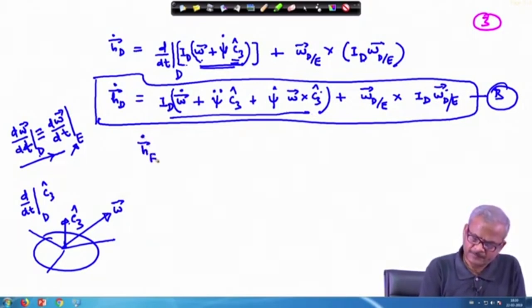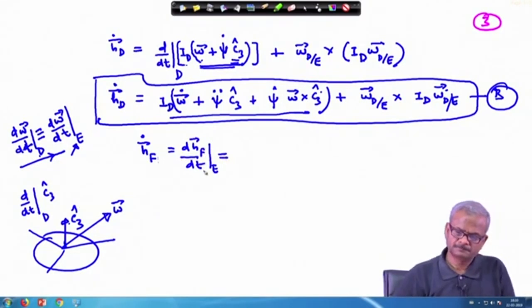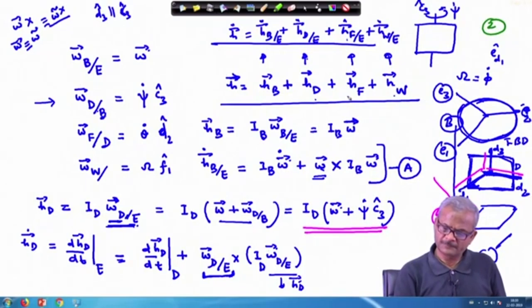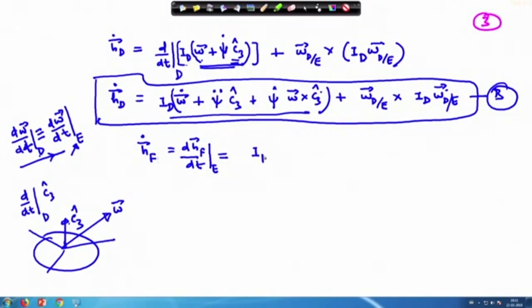So, h dot f, and this we have to do with respect to the e frame. Okay, so HF now we have to pick up. HF is this frame, the horizontal one, which is the inner frame, the F frame. So, this will be IF times the corresponding moment of inertia, omega F with respect to E, where omega f slash e means the absolute angular velocity of the frame f, which we are writing with respect to frame e.